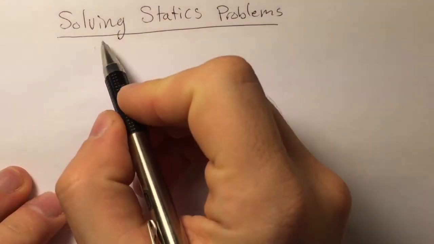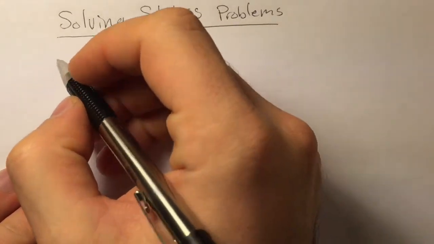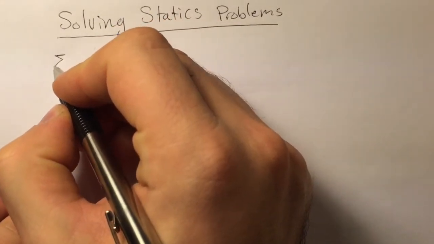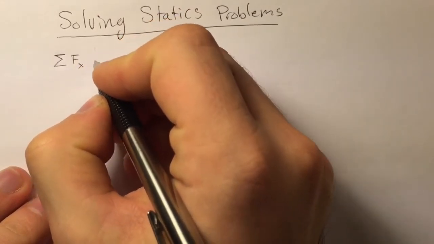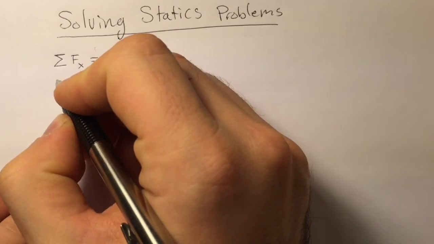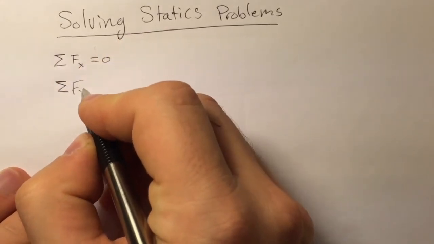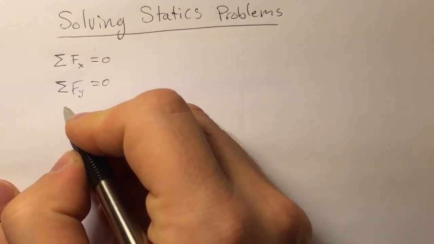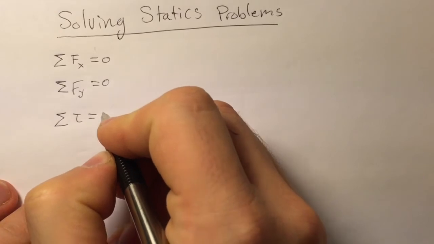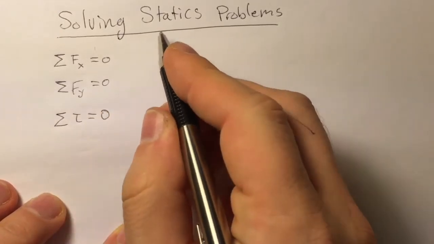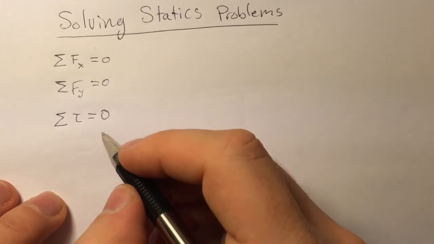Okay, so how do you solve statics problems? Well, it's a very easy procedure. All you have to do is look at the sum of all the forces in the x direction, set that equal to 0. Look at the sum of all the forces in the y direction, set that equal to 0. And look at the sum of all the torques around some pivot point that you can choose. Only in a statics problem can you choose it. And you set the sum of torques equal to 0.